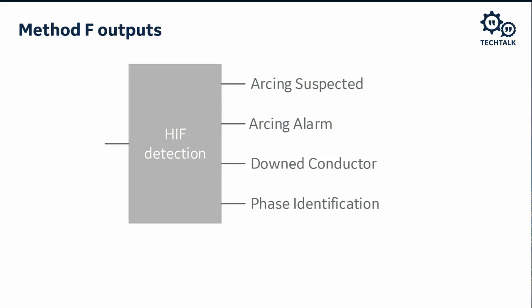The method F outputs are the following, shown here. Arcing suspected, which is intermittent arcing with no load changes. However, there's lots of expert arc detector counts. Arcing alarm, this is arcing without loss of load or overcurrent condition that indicates a bad insulator or a tree or other object on an intact conductor. Lots of expert arc detector counts, EAD counts, in the time window occur with this alarm. A down conductor, this is arcing initiated by loss of load or overcurrent when the conductor breaks. And there's a phase identification output, which is the phase of the downed conductor.